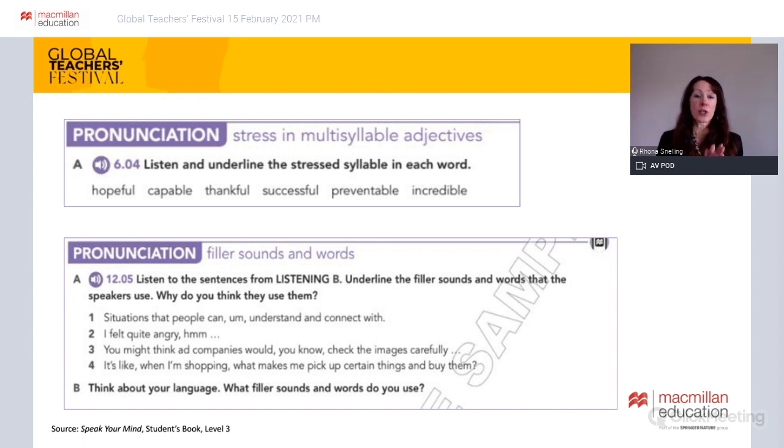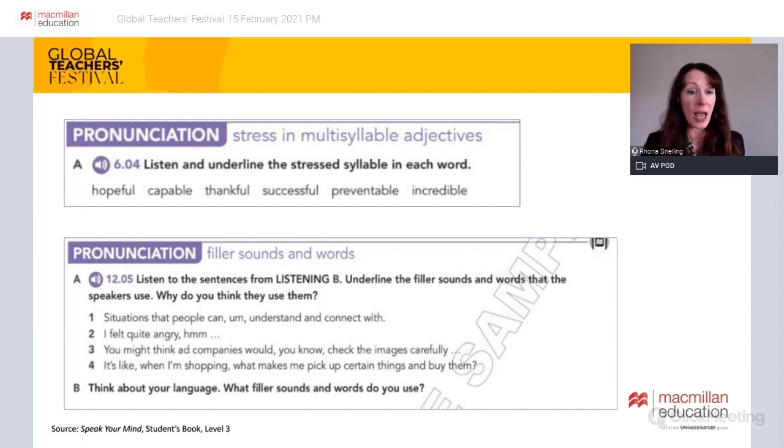What about the pronunciation at the bottom? That's a bit different. That's for fuller sounds and words. So hopefully you'll be able to read those 4 items there within activity A. If you count, the fuller sounds are number 1, number 2, number 3, and number 4. I love these features because I think it's so normal. It's real life. It's what we do when we're speaking.